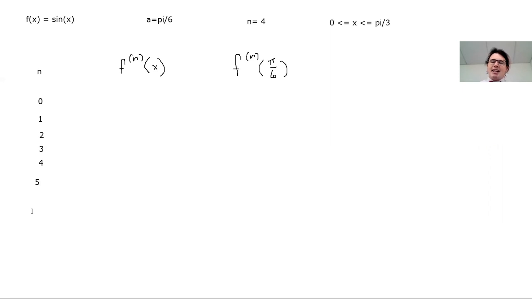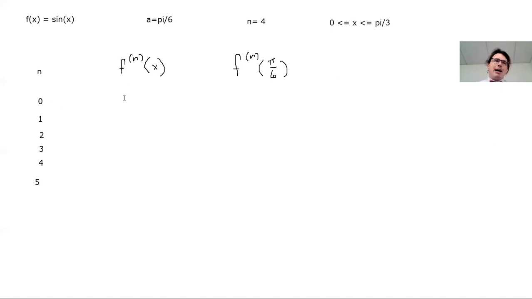The reason I'm doing that is because I also want to calculate the Taylor remainder. And the Taylor remainder formula requires me to calculate one more derivative than what I need for the coefficients of the polynomial. The error involved is determined by whatever the next higher derivative would have told me. So let's get to work.